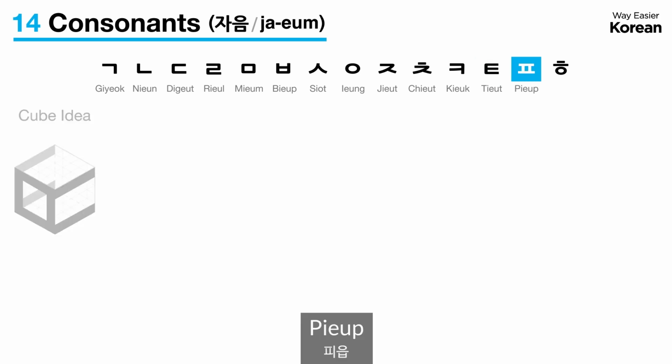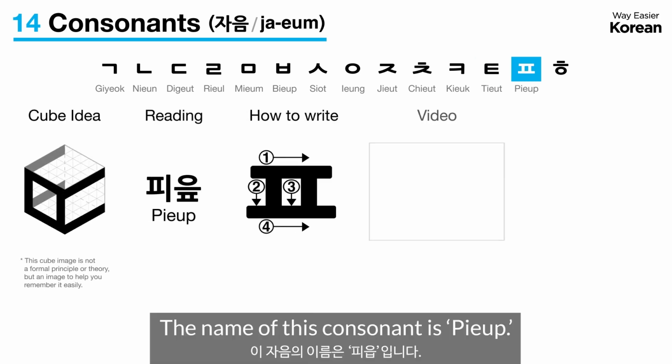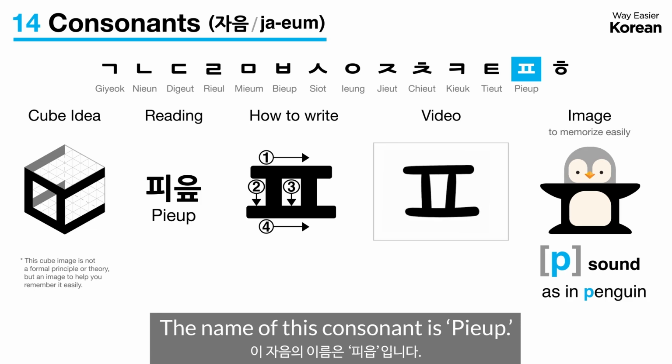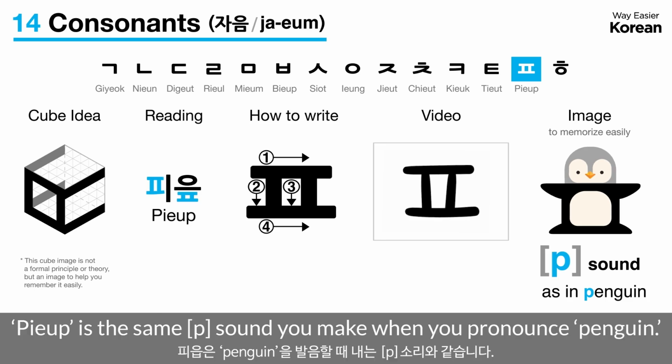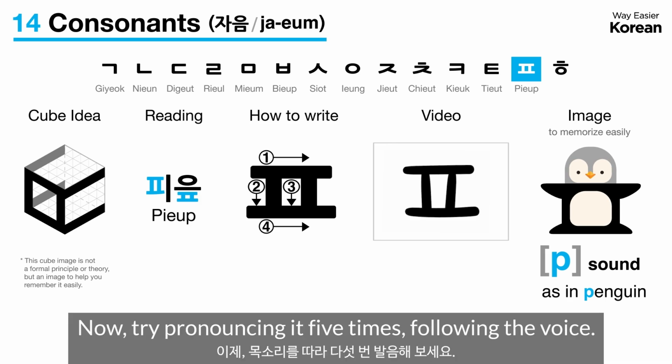피읖. The name of this consonant is pieup. Pieup is the same p sound you make when you pronounce penguin. Now, try pronouncing it 5 times, following the voice.